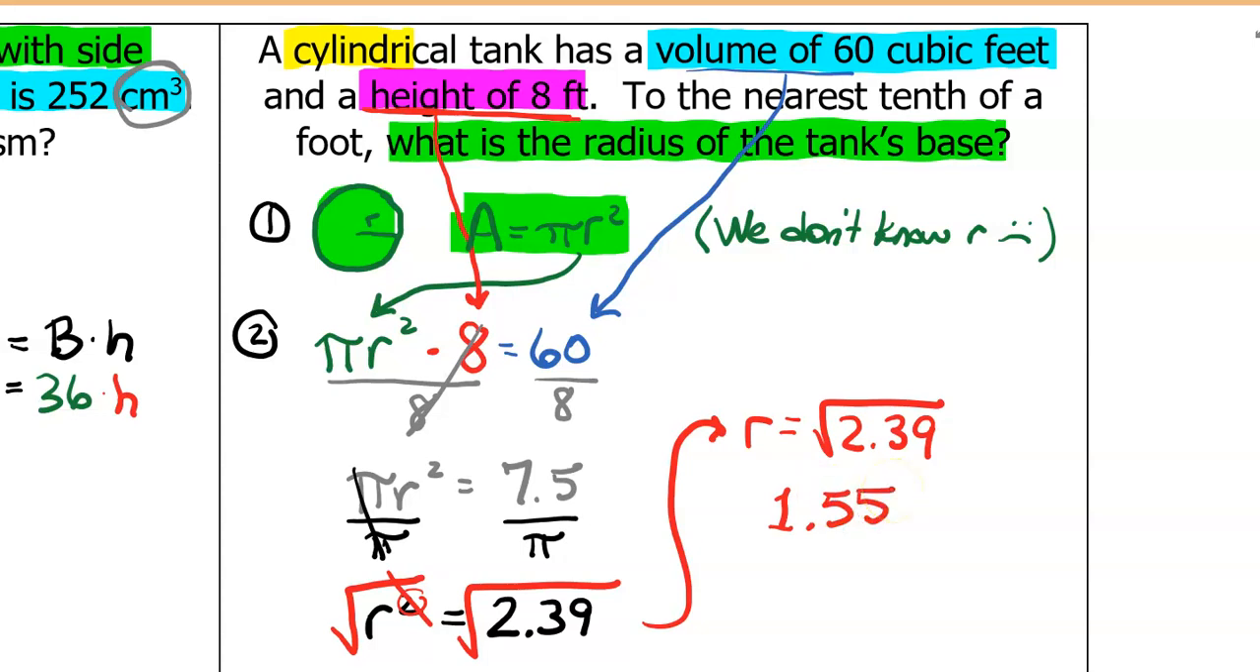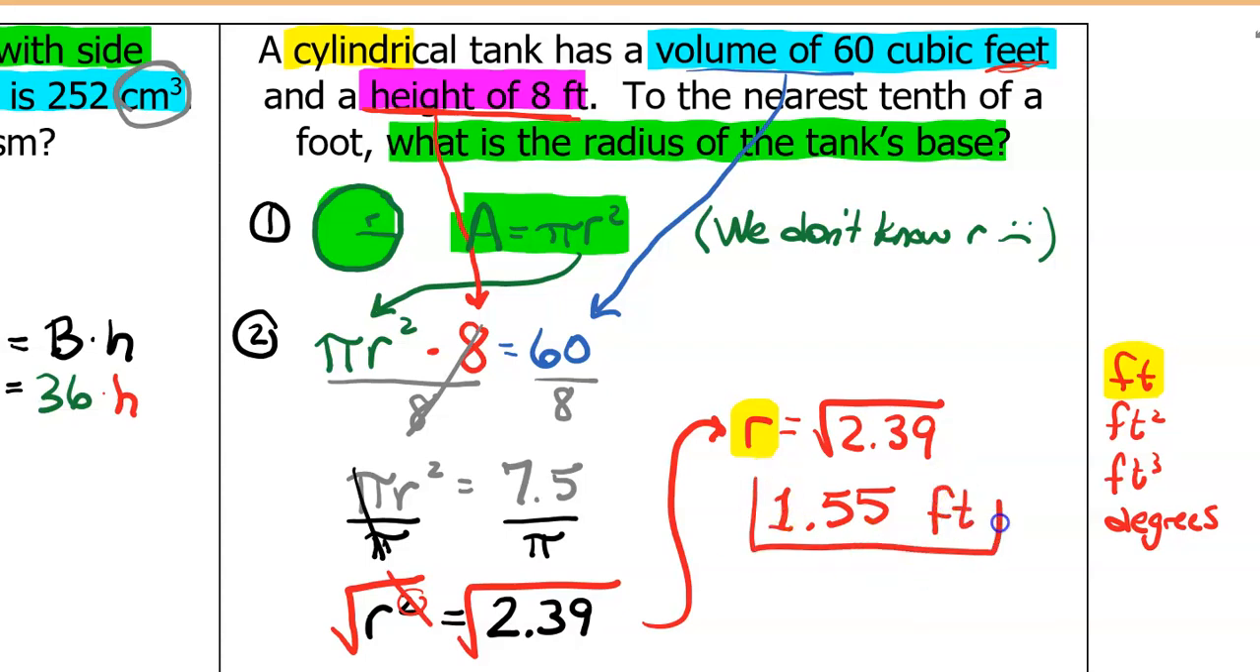And then for units, since this is a radius, again, think through your options. I had stuff given in feet and cubic feet. So maybe I have feet or square feet or cubic feet or maybe even degrees. But since we're looking for a radius, I could measure that just with a ruler. So this would be measured in feet rather than square feet or anything like that.